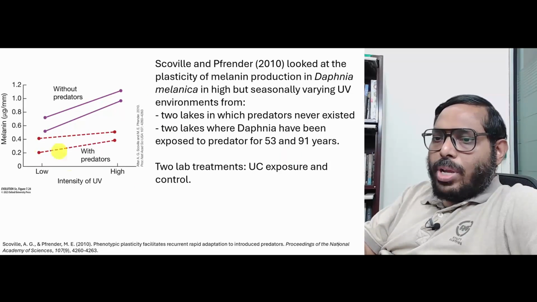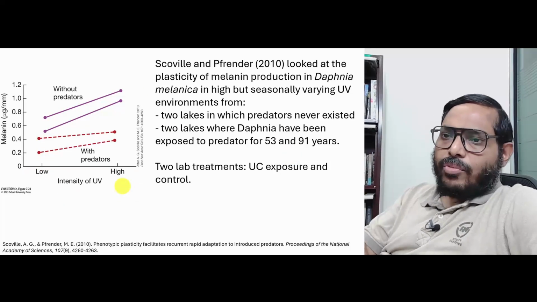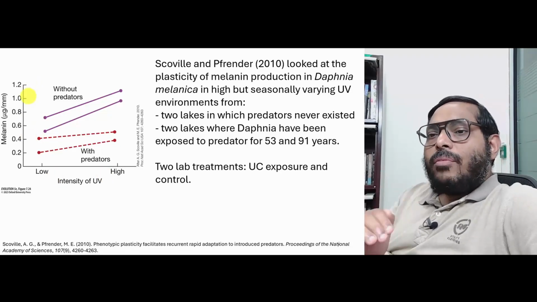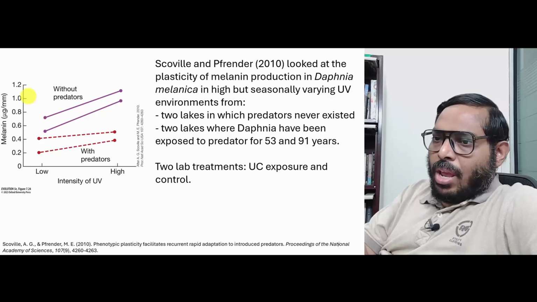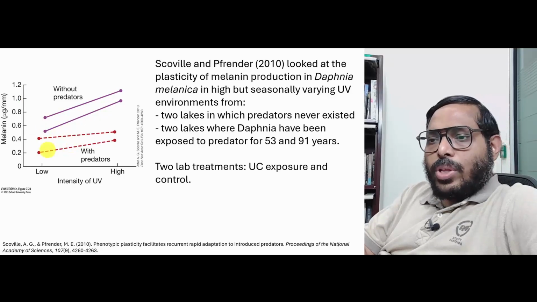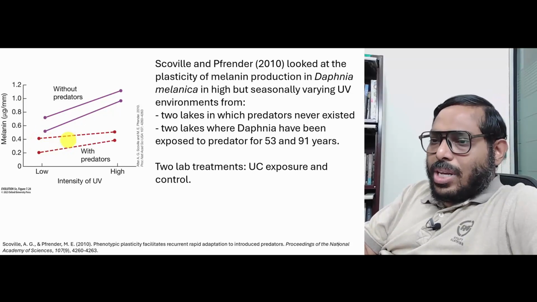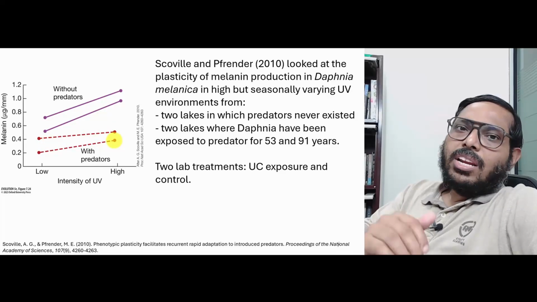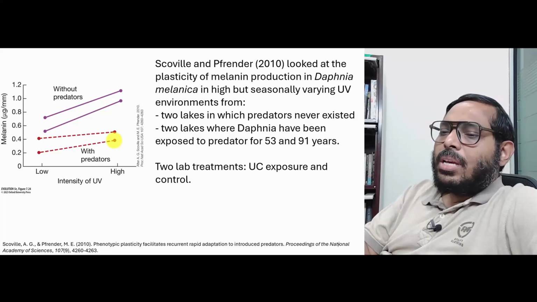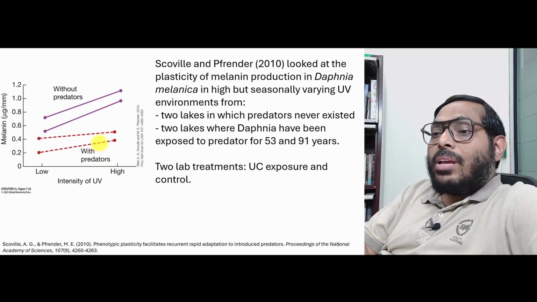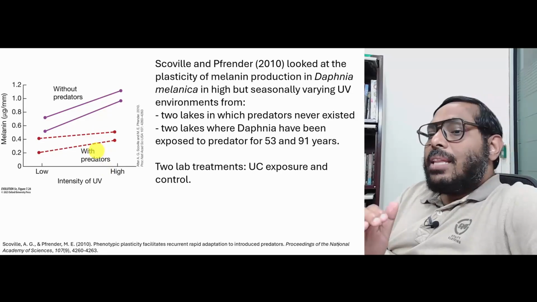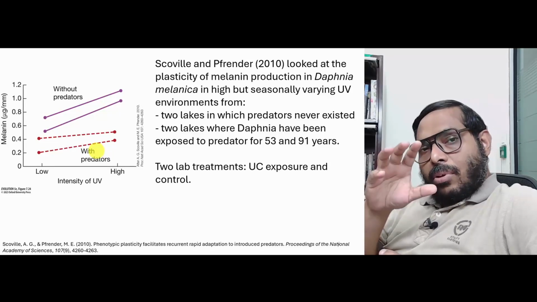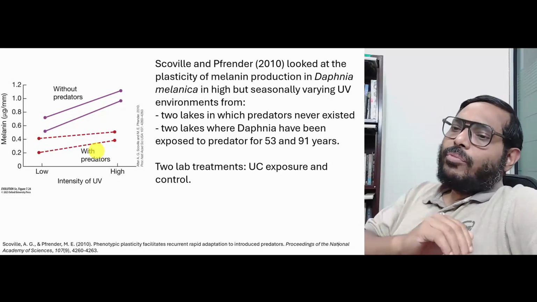Here, low means no UV, high means presence of UV, and what they are plotting on the y axis is the amount of melanin that is being produced. Now, first let us look at what is happening to the case when there are predators. You can see that there is a slight change, but this is statistically non-significant. So, for all practical purposes, when they have evolved in the presence of the predators, then they have lost their ability to modulate their level of melanin in the absence of UV.